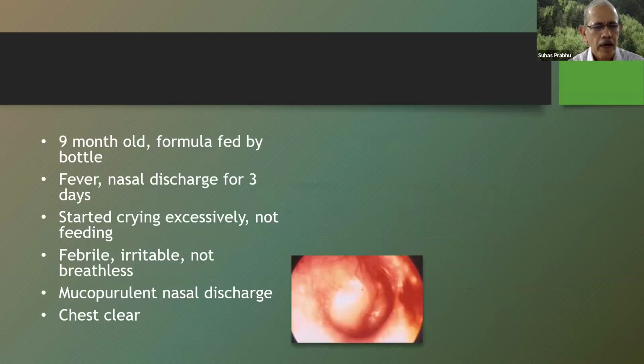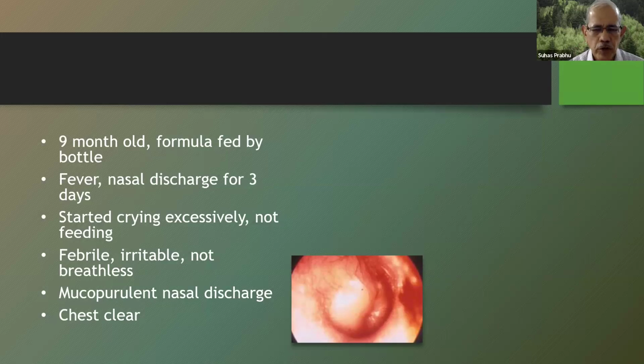Case number 3, 9-month-old child, formula fed by bottle. Mother says there's history of fever and nasal discharge for 3 days, but now suddenly since last night the child is crying excessively, is not feeding well. You examine the child, looks febrile, irritable, doesn't look breathless. The respiration is quiet. There are no chest signs, but there is a mucopurulent discharge. What is your diagnosis?